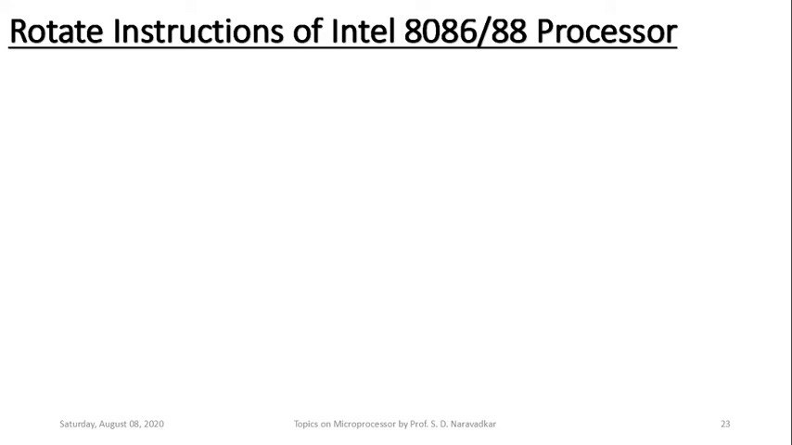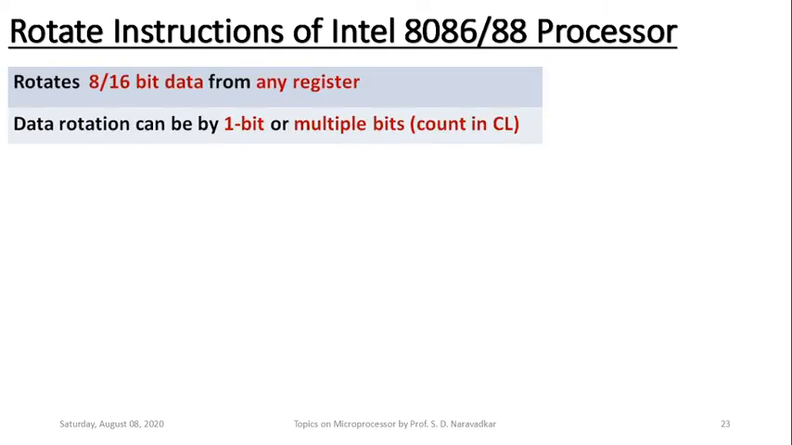Now the next is about the rotate instructions of Intel's 8086 8088 processor. The templates are already explained in my previous slide. Now here, just a few instructions which I want to outline. It rotates 8 or 16 bits of data from any register, as has been observed even within that template earlier. And data rotation can be performed by just one bit or by multiple bits. Whenever data rotation is by multiple bits, in that case that count must be specified within the counter register, and that counter register is register CL.